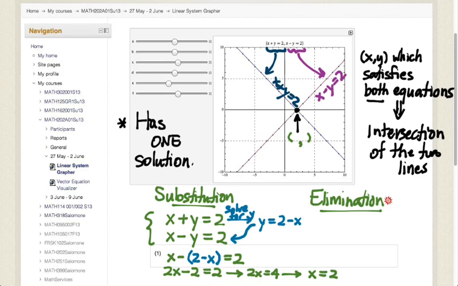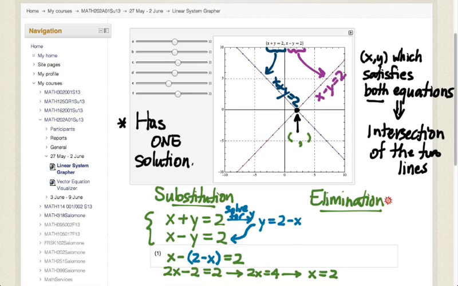But we're not done, because every solution of a linear system of equations has both an x and a y. A 2 by 2 linear system has an x and a y in it. So now that I know that x is equal to 2, how do I find y? Plug it in to what? The first equation. Or the second equation. Or any of the equations we got along the way, right? Because they all should be telling us the same thing.